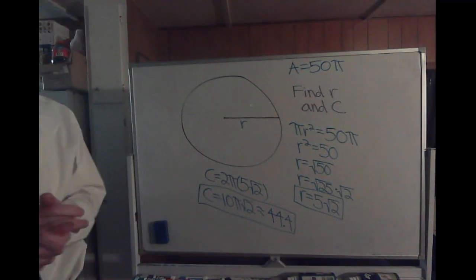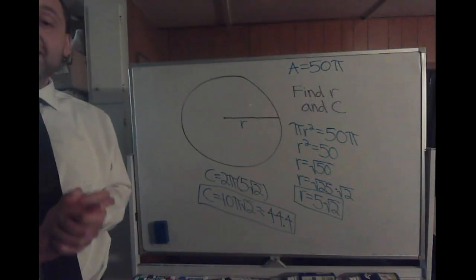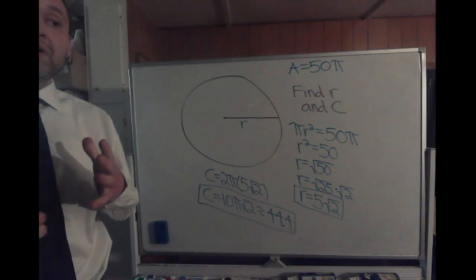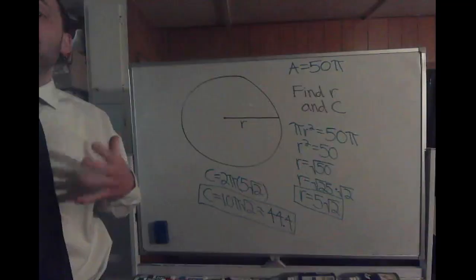So that's it for circumference and area of a circle. Next lesson, we're going to talk about arc lengths and areas of sectors of a circle.